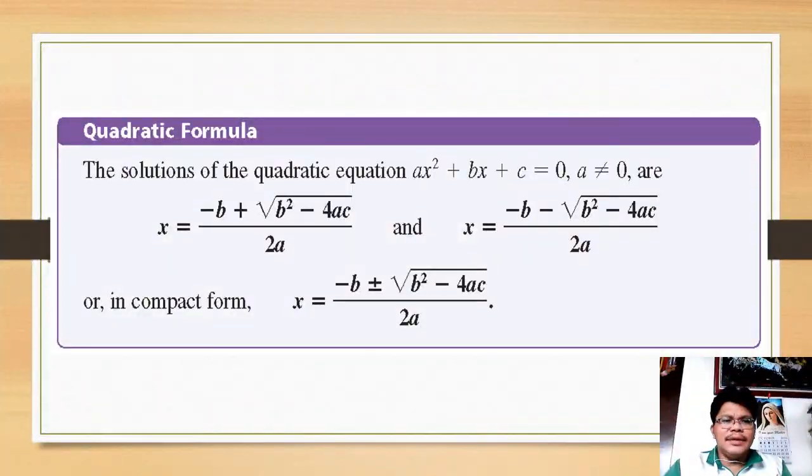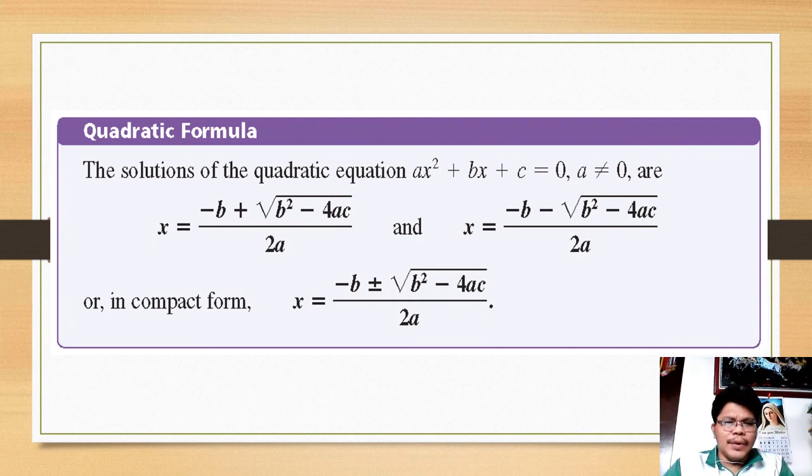So, let us first discuss, what is the quadratic formula? It says here, the solution of the quadratic equation ax squared plus bx plus c equals 0, wherein the value of a is not equal to 0, is x equals negative b plus the square root of b squared minus 4ac all over 2a, and x equals negative b minus the square root of b squared minus 4ac all over 2a.